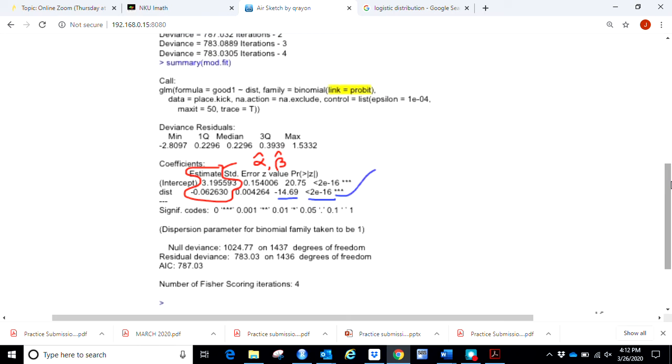Now again, as a reminder, when you see that 2e to the negative 16, what that technically means is you're starting with 2 and you're going to move your decimal place 16 times: 1, 2, 3, 4, 5, 6, 7, 8, 9, 10, 11, 12, 13, 14, 15, 16. So technically this is a really, really small number. Okay, so that's a very, very small probability. That's why we would end up saying yes, distance is significant in predicting our probability of success.